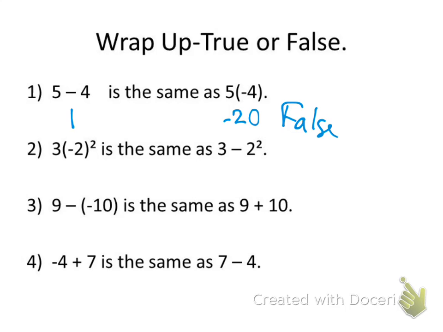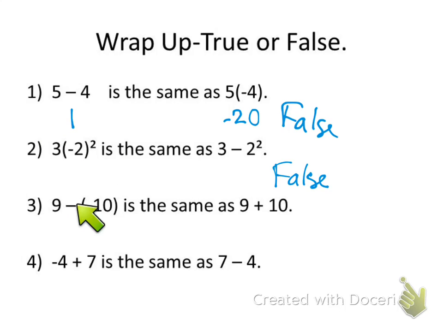Number 2, the parentheses exist in one version, don't exist in the other version. So are they the same thing? No, this one's also false. In the first one, you do the exponents, and that's a negative 2 squared, so negative 2 times negative 2, then times the 3. In this second one, it's just 2 squared, and then you subtract that number from the 3. So these are totally different problems.